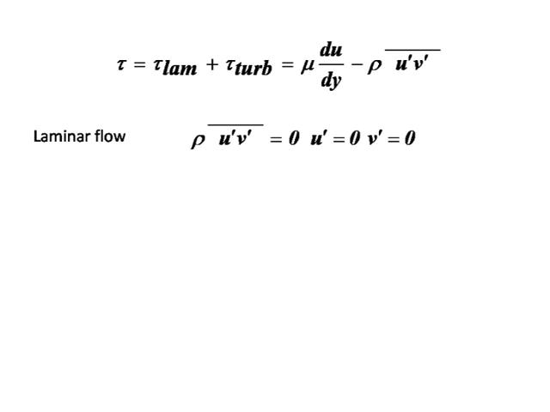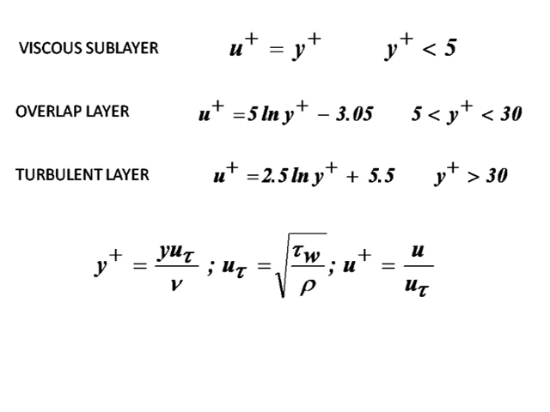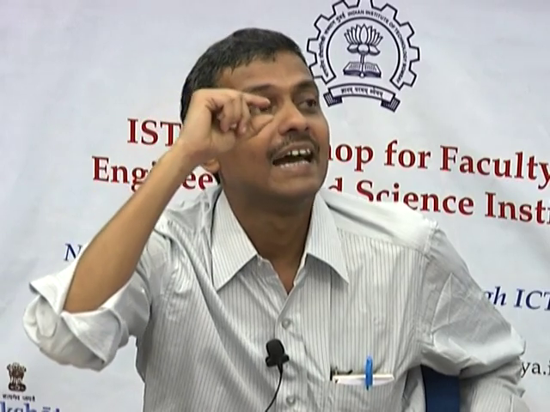Then we went to the universal velocity profile, which has a 3 layer structure: viscous sublayer, overlap layer, and outer layer. In the viscous sublayer, laminar shear dominates, and in the turbulent layer, turbulent shear stress dominates. In the overlap or buffer layer, both are important. This is represented by a universal velocity profile, in terms of u plus and y plus. I will come back to y plus equal to 5 to decide what my trip or enhancer thickness should be, so that I can break the viscous sublayer. Please remember this when I come to internal flows.